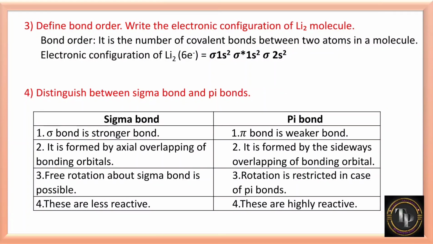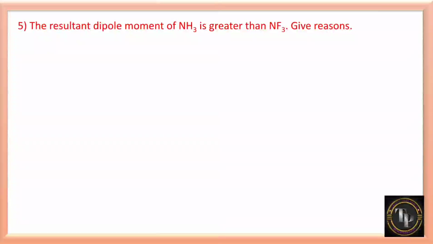I hope you followed, guys. So this question is very important. Many times they asked it in the annual examination. The resultant dipole moment of ammonia is greater than NF3. Give reason. See, guys, is it interesting? Because in NF3 the more electronegative fluorine atom is there, in NH3 hydrogen atom is there. Even though, ammonia is greater than NF3.